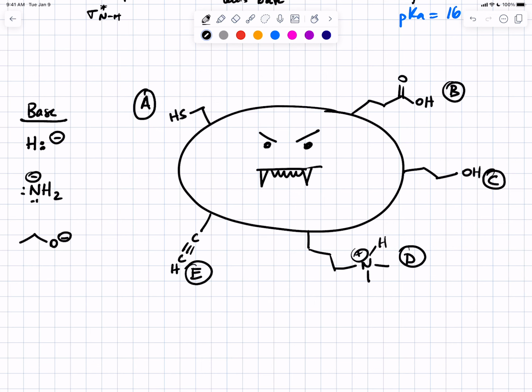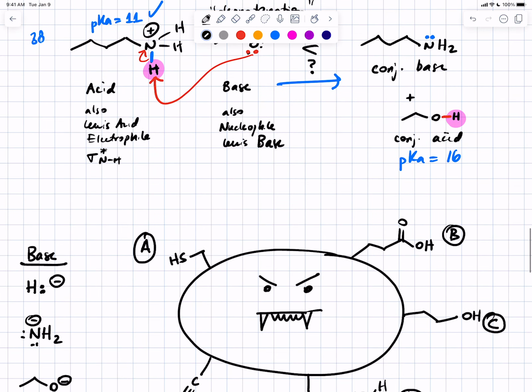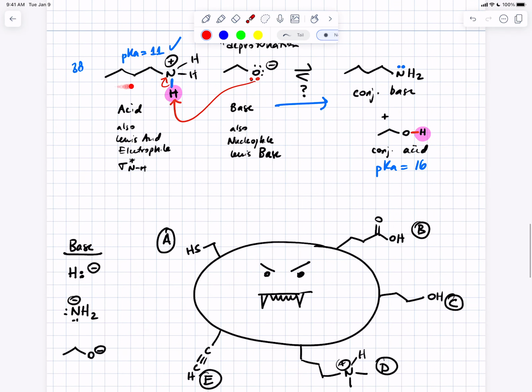Do you remember how I told you before that asking which side is favored at equilibrium is the same thing as asking, is this base strong enough to remove this proton? Is the same thing as asking which acid is stronger. Note that the alkoxide base was indeed strong enough to remove the proton from the ammonium because the conjugate acid of the alkoxide base had a pKa greater than that of the ammonium ion.